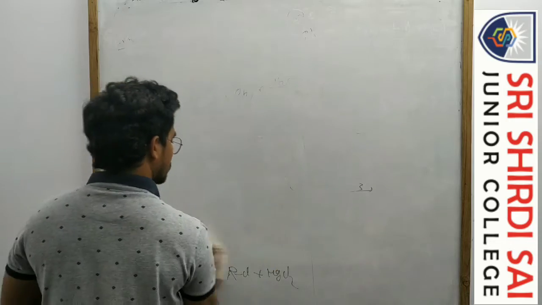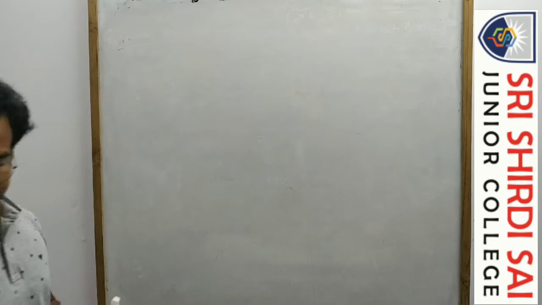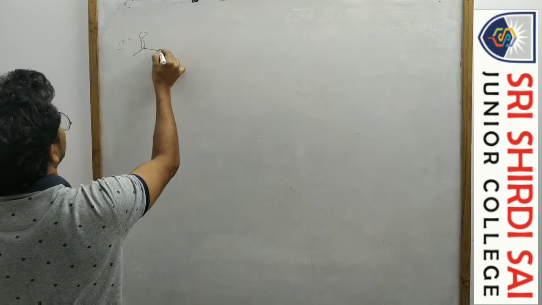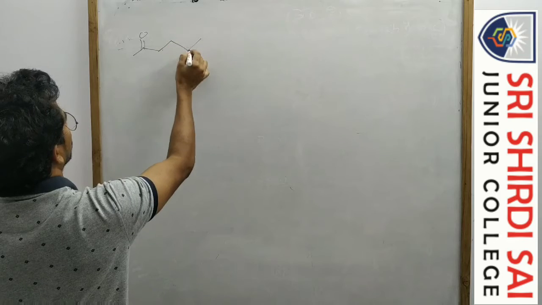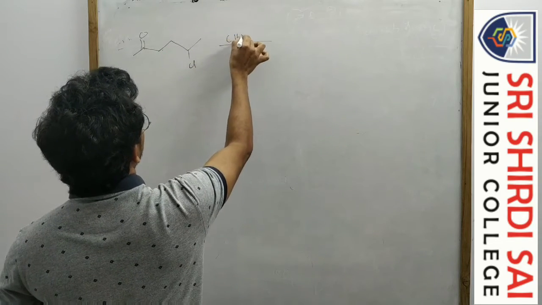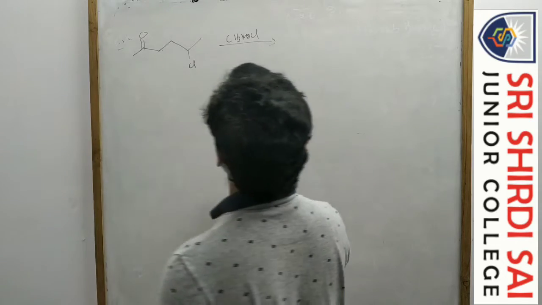So there is one previous IIT question from the Grignard reagent. I will discuss that. The question is: a ketone with a chloro group, treated with methyl magnesium chloride. Then what is the product?